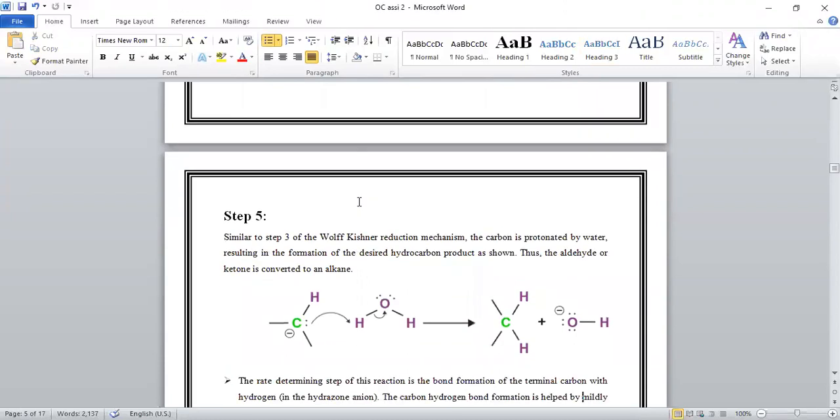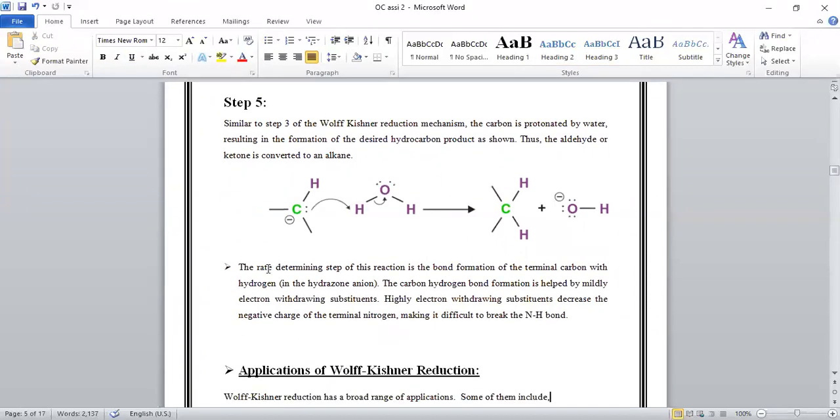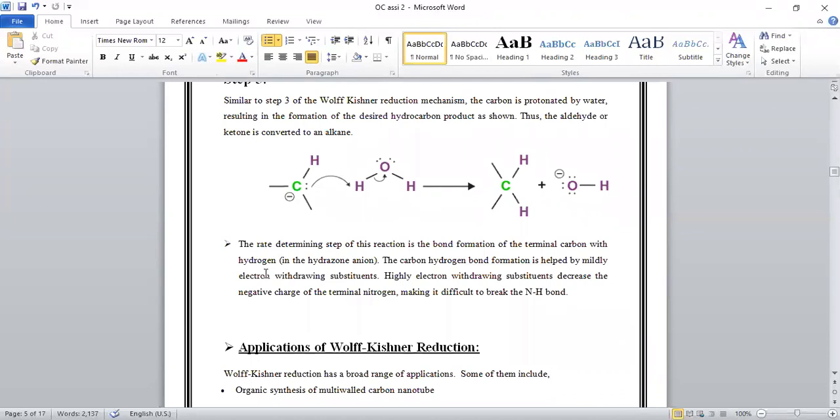Step 5 is similar to step 3 of the Wolff-Kishner reduction mechanism, in which carbon is protonated by water, resulting in the formation of the desired hydrocarbon product as shown. Thus, the aldehyde or ketone is converted to an alkane. The rate determining step of this reaction is the bond formation of terminal carbon with hydrogen. The carbon-hydrogen bond formation is helped by mildly electron withdrawing substituents. Highly electron withdrawing substituents decrease the negative charge of terminal nitrogen, making it difficult to break the nitrogen-hydrogen bond.